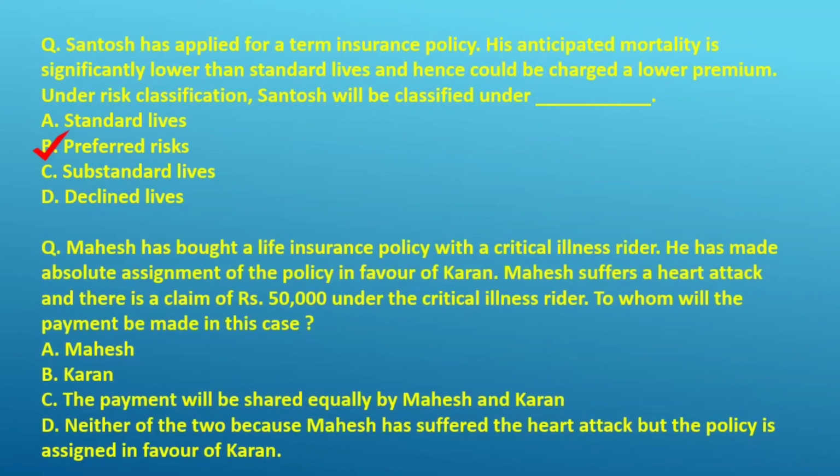Next, Mahesh has bought a life insurance policy with a critical illness rider. He has made absolute assignment of the policy in favor of Karan. Mahesh suffers a heart attack and there is a claim of rupees 50,000 under the critical illness rider. To whom will the payment be made in this case? The correct answer is Karan. If we assign our policy to someone, then the benefit of this policy will be in favor of the assignee. So the answer is Karan.